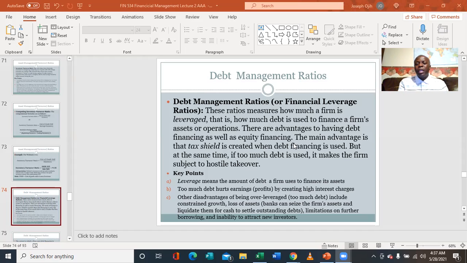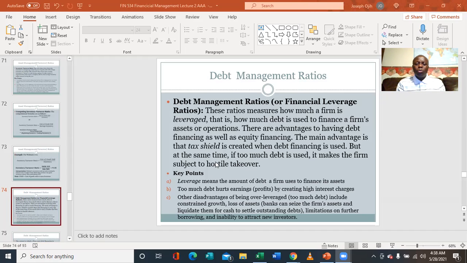For example, it has what we call a tax shield. It means that if you use leverage, it will reduce the taxable income of the company. When you reduce the taxable income, that means you pay less tax. However, if the leverage or debt is too much, it has a bad effect. Too much debt hurts the profit or earnings.